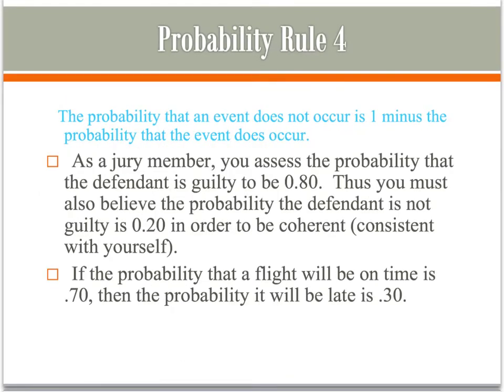And probability rule number 4 is that the probability that an event does not occur is 1 minus the probability that the event does occur. Two examples here. If you believe the probability a defendant is guilty is 80%, then you also believe that it's 20% that he is not guilty. If the probability that a flight will be on time is 0.70, then the probability that it won't be on time is 0.30.